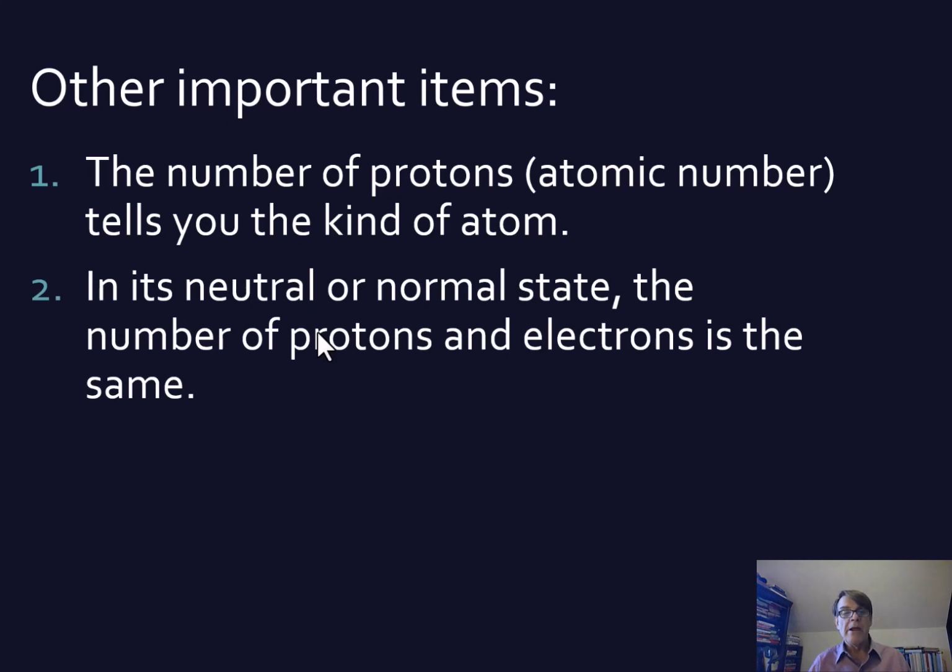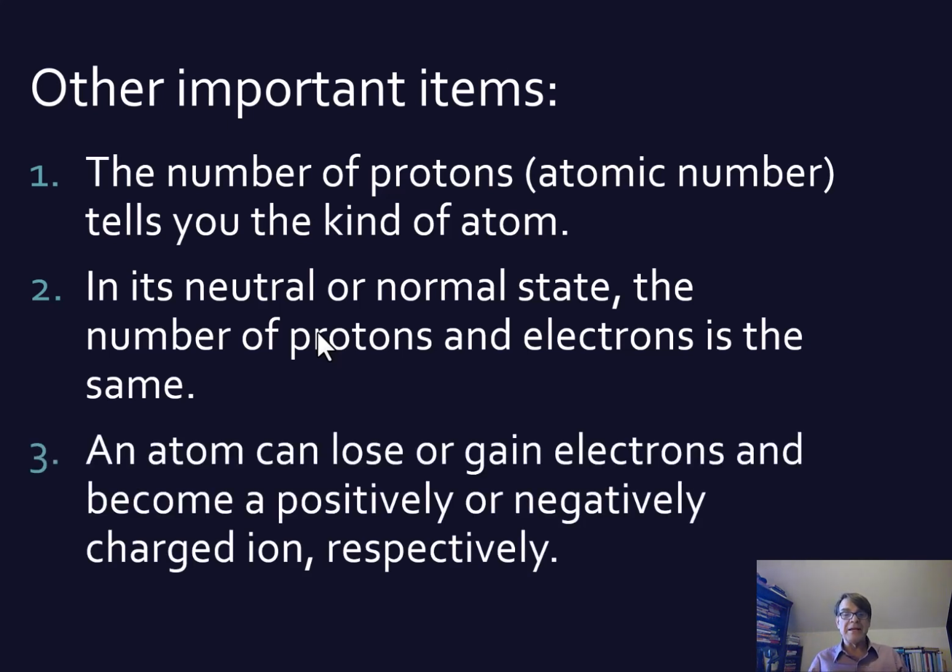Now, in its normal state, its neutral state, the number of protons and electrons is the same. There are some atoms that like to get rid of those electrons, like hydrogen. Take my electron, please, take it away. I don't want it. But in a resting state, a hydrogen has 1 proton and 1 electron. So in the neutral state, the number of protons and electrons is equal, and you have a neutral charge, no charge. An atom can gain or lose electrons and then become what's called an ion.